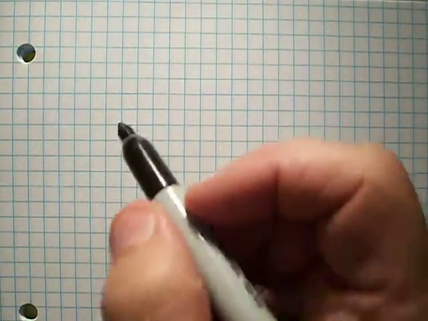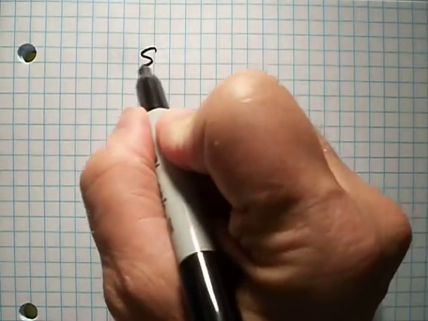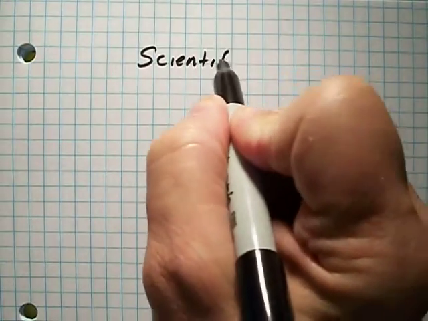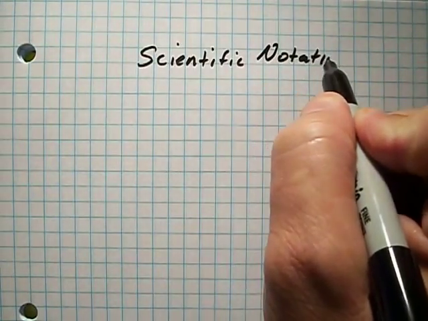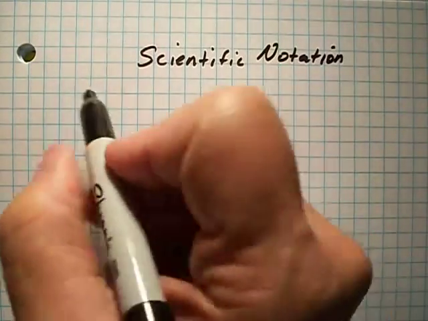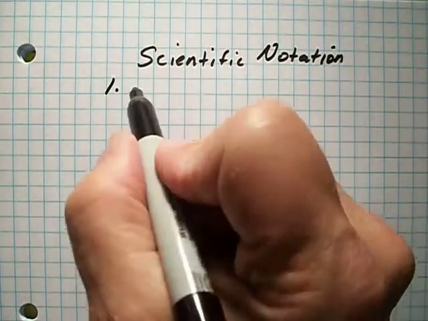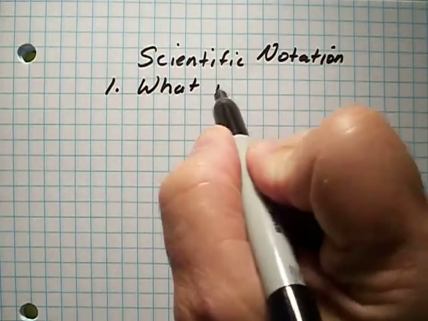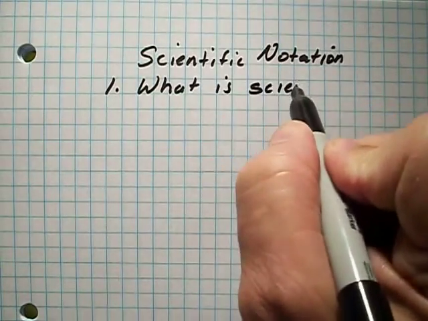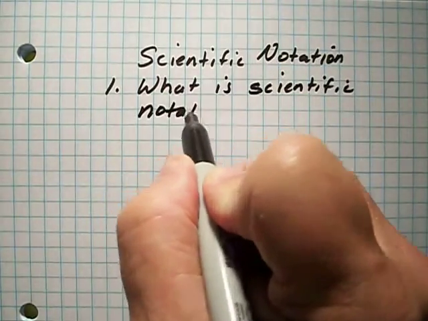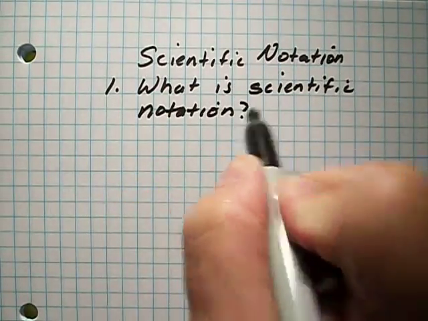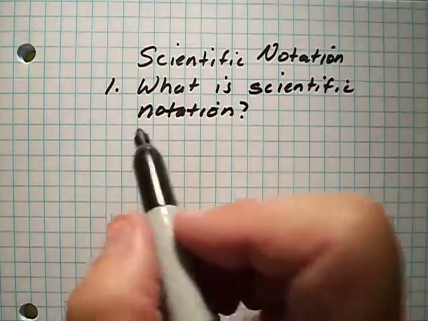Okay, class, for tomorrow we're going to be learning about scientific notation. So tonight, in preparation, I have three objectives. Number one, what is scientific notation? Number two, how do we convert a number to scientific notation?